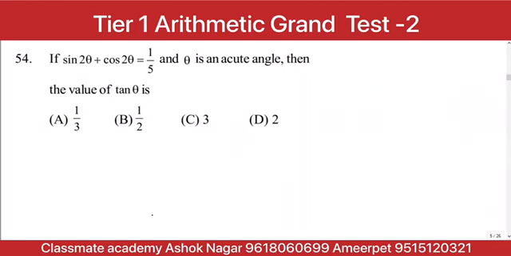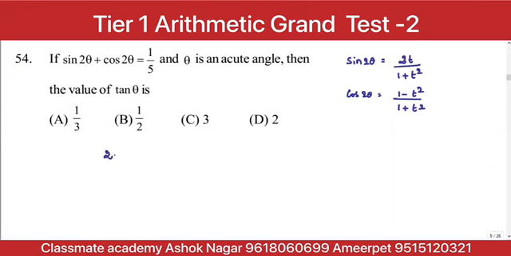Next. Sin 2 theta plus cos 2 theta is equal to 1 by 5. When theta is an acute angle, then the value of tan theta. Right? What is sin 2 theta in terms of tan theta? 2 tan theta by 1 plus tan square theta. Here t represents tan theta. Okay. So what is cos 2 theta? 1 minus t square by 1 plus t square.